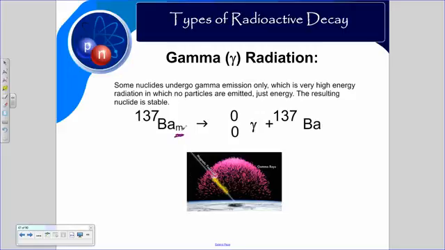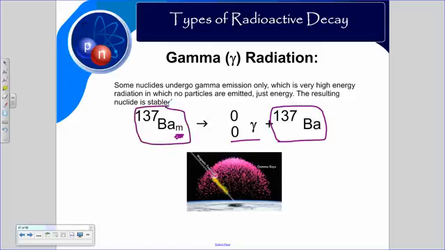Sorry, though it should be stable, it's emitting energy. That's what metastable means. So we have some configuration of protons and neutrons in the nucleus that's not quite stable, and that nucleus is still arranging itself to become stable. Gamma rays are emitted. Notice that there's no transmutation here. Okay, barium-137 on both sides.